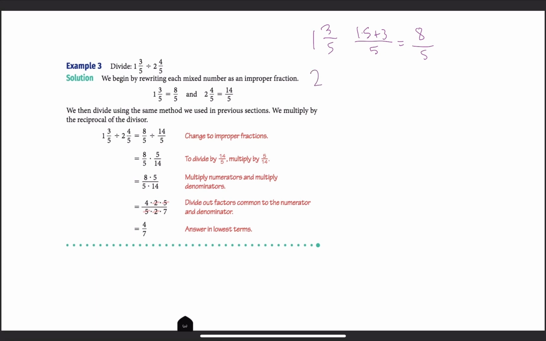Okay, and now I have 2 4/5. So 2 times 5 is 10, so there's 10/5 in two wholes, plus 4. 2 times 5 is 10, and 4 is 14/5. So instead of mixed numbers, I'm looking at improper fractions. It's 8/5 divided by, oh, interesting, 14/5.